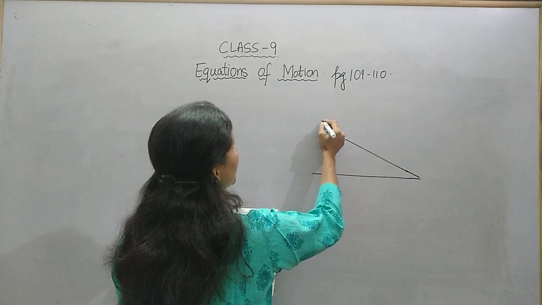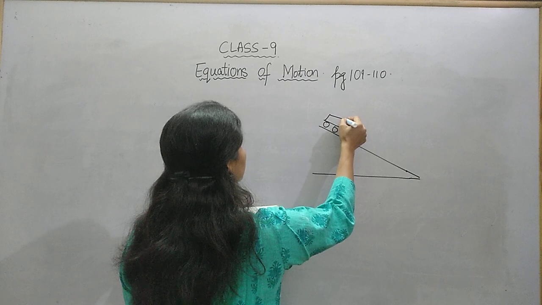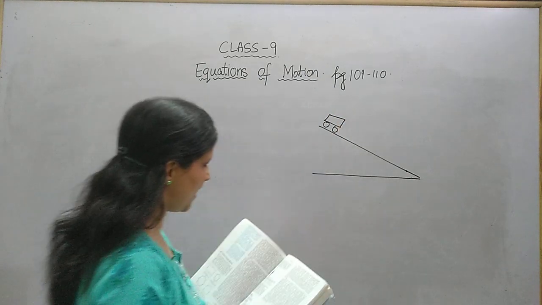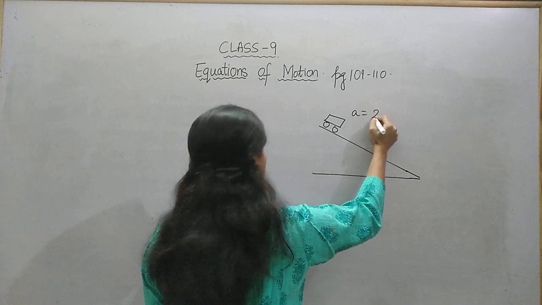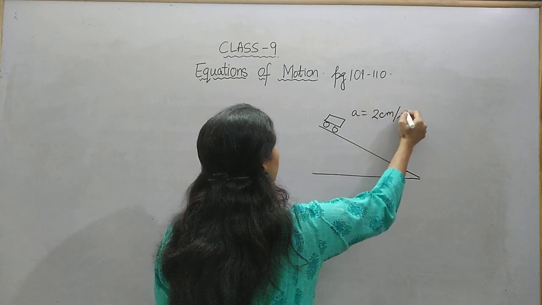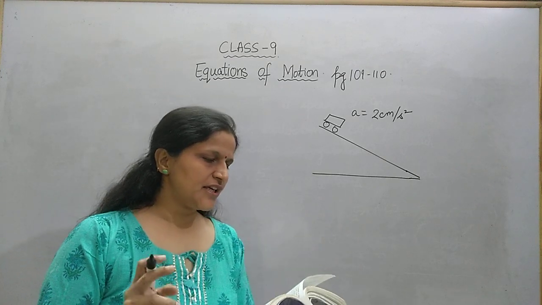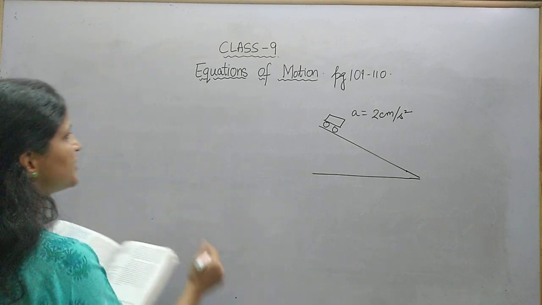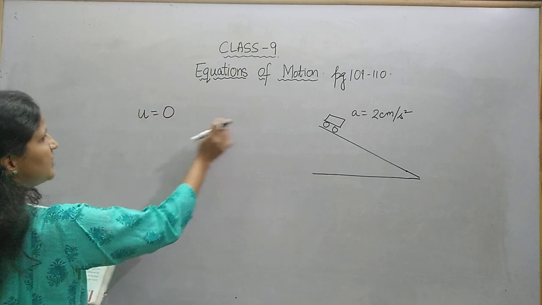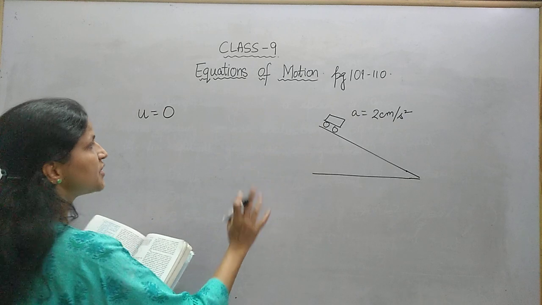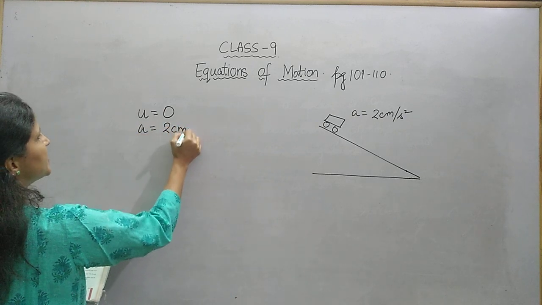Along this inclined plane there is a trolley which is going down the inclined plane with a constant acceleration of 2 centimeters per second square. This is given in the question. What will be its velocity 3 seconds after start? So starting में उसकी velocity 0 है. It is not moving initially. Acceleration given in the question is 2 centimeter per second square.